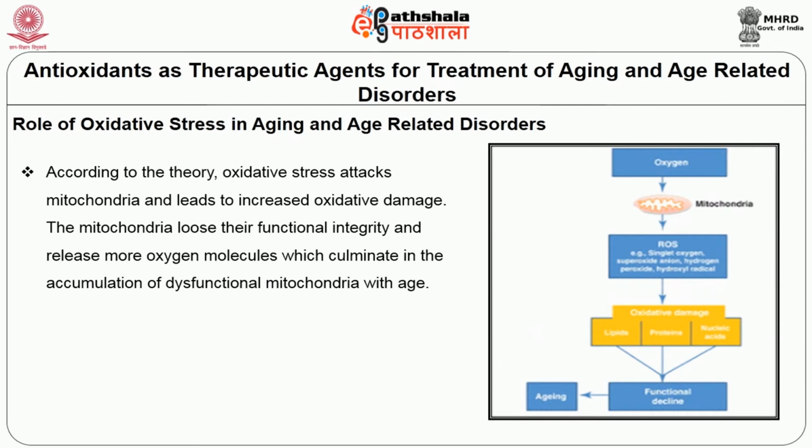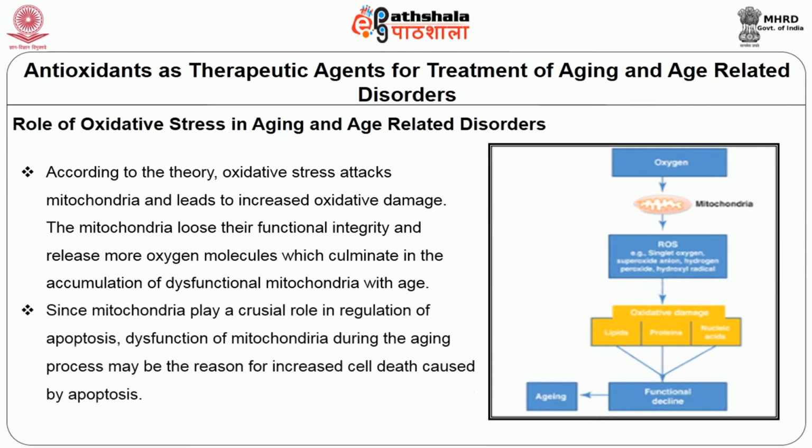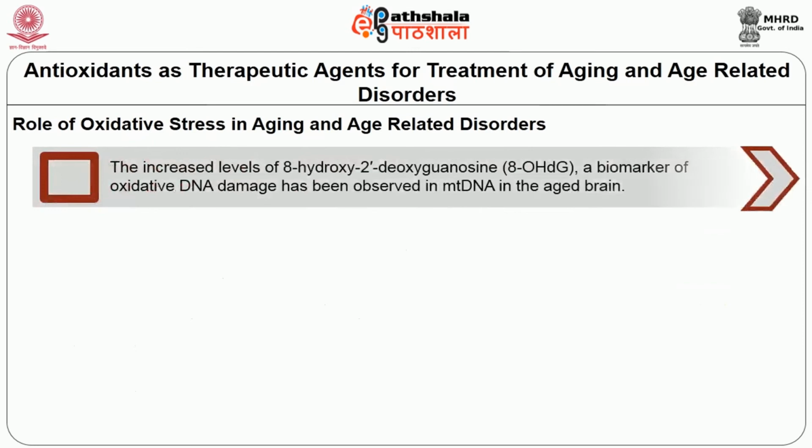The mitochondria lose their functional integrity and release more oxygen molecules, which culminate in the accumulation of dysfunctional mitochondria with age. Since mitochondria play a crucial role in regulation of apoptosis, dysfunction of mitochondria during the aging process may be the reason for increased cell death caused by apoptosis. The increased levels of 8-hydroxy-2-deoxyguanosine, a biomarker of oxidative DNA damage, have been observed in mitochondrial DNA in the aged brain.